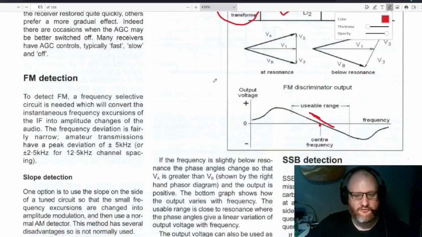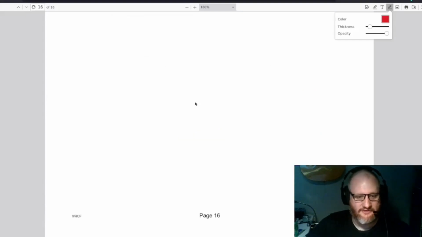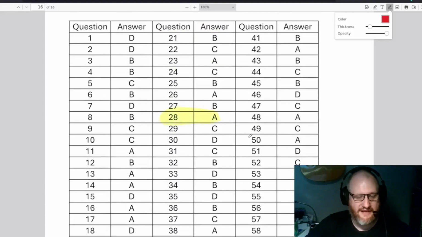So it's a really quick whistle-stop tour of the ratio detector. There's a good section here about FM detection, and the full manual does cover that really well, and that is our answer for A. Let's skip down to the answer and see if we've got that. We can see for 28 it is, of course, answer A.